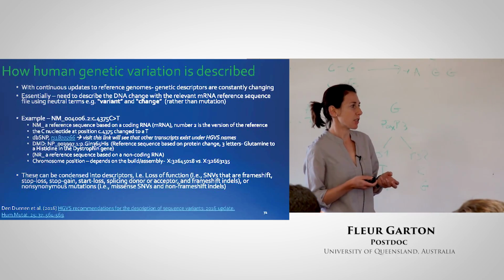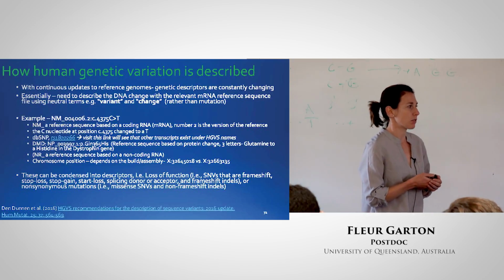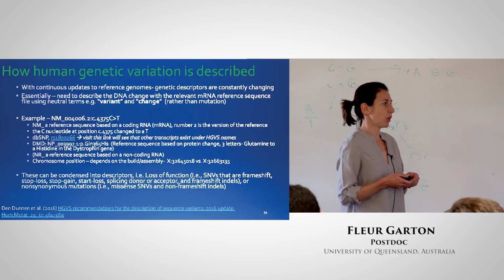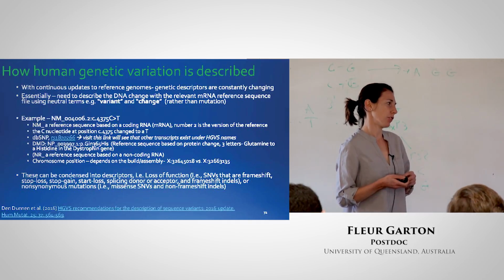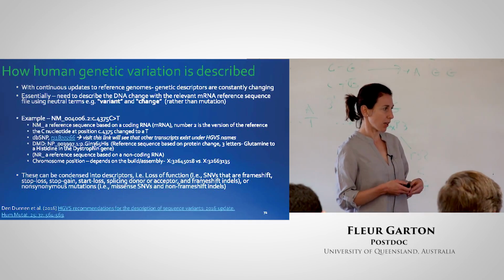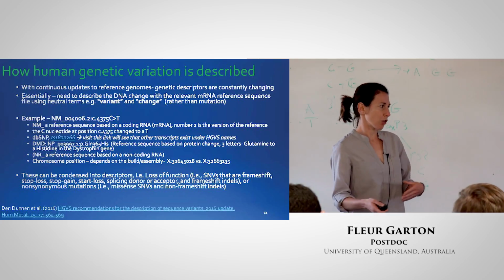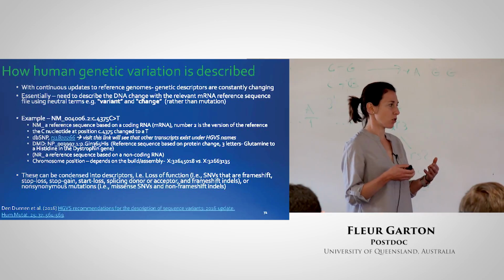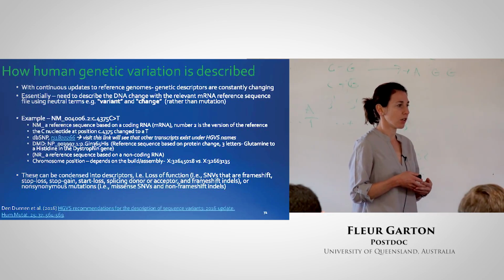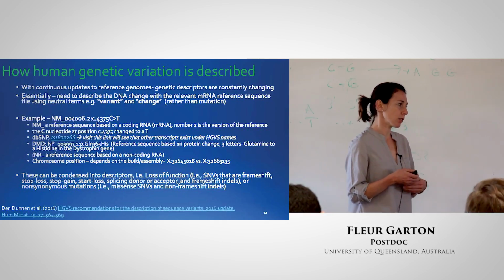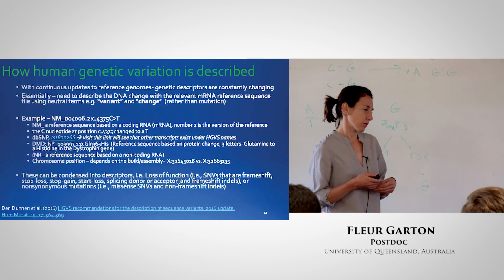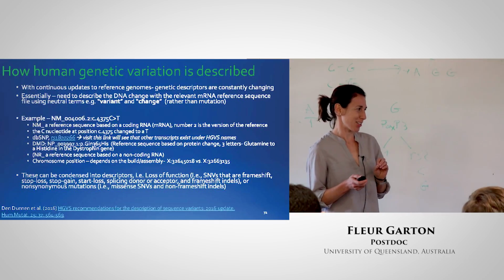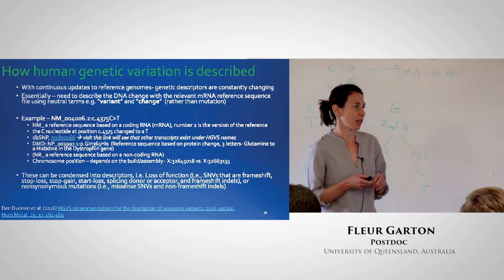Okay, so these can be condensed into descriptors, so whether something is loss of function, for example, a single nucleotide variant that is a frame shift, or a stop loss, stop gain, a start loss. You could have a splicing donor, acceptor, and frame shift indels. And of course, there's synonymous mutations, so these are things that don't actually change an amino acid. Non-synonymous does change an amino acid. So missense single nucleotide variants and non-frame shift indels.